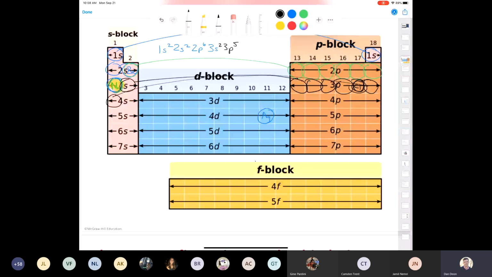Sorry, you guys. Anyhow, no, we're not talking about charges, Gino. We're just talking about the elements, okay? We'll get to ions probably next class. We're not talking about ions at all. We're not talking about compounds. We're just talking about electron bookkeeping for elements in the periodic table.